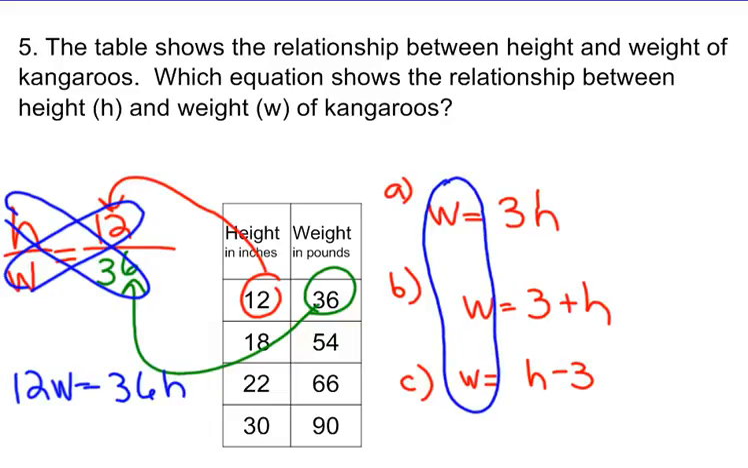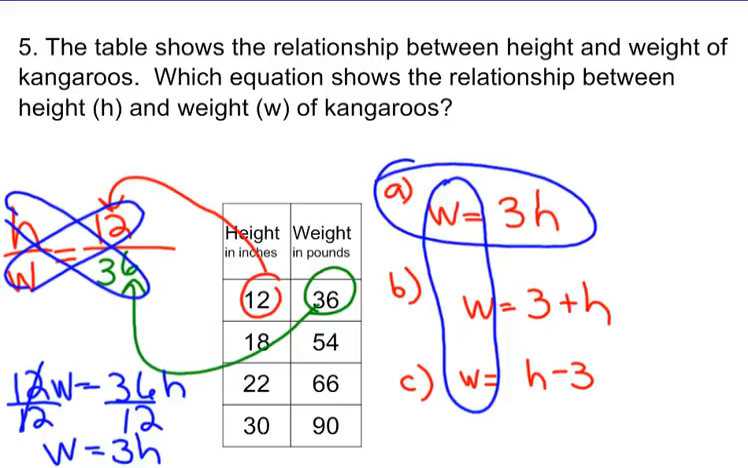I need to get W by itself. So let's get W by itself and divide each side by 12. These will cancel out, and I will get W equals 36 divided by 12 is 3, and I still have my H. So W equals 3H, and I do see an answer that matches that right there. W equals 3H.